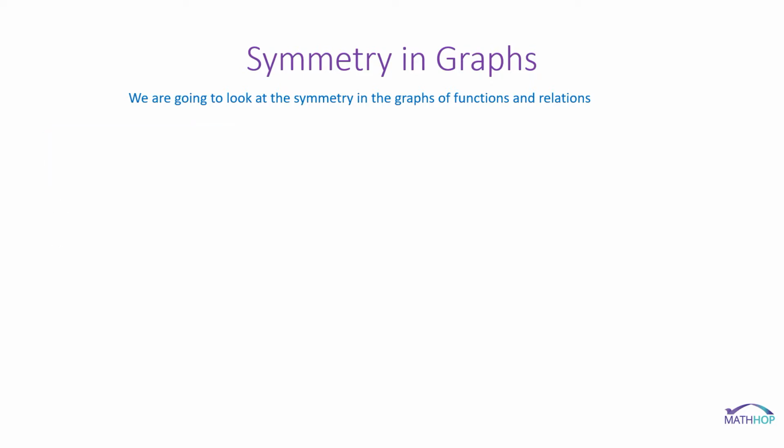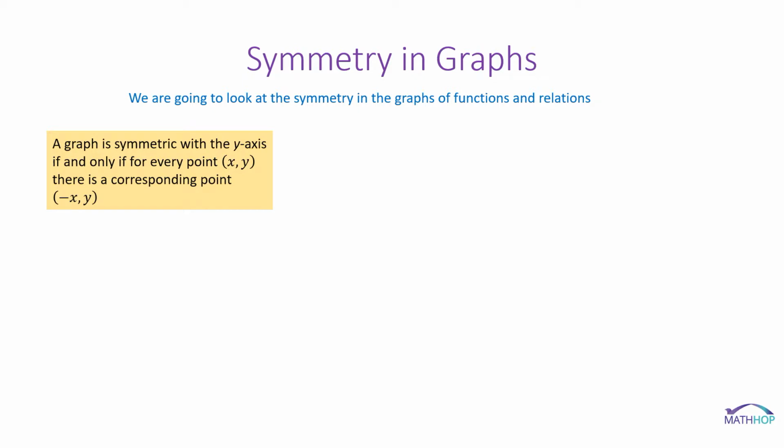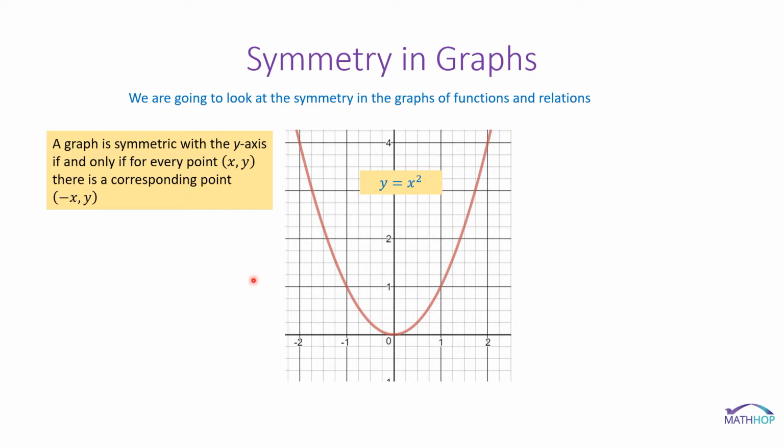So let's get started. A graph is symmetric with the y-axis if and only if for every point x, y there is a corresponding point negative x, y, so a corresponding point on the other side of the y-axis. And we've seen these before. Look at y equals x squared. This is symmetric with the y-axis. The y-axis, in fact, is the axis of symmetry for this quadratic. Where we have the point 1, 1, we also have the point negative 1, 1. Where we have the point 2, 4, we also have the point negative 2, 4.